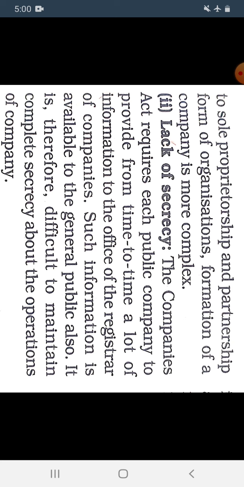The company publishes all its account-related information to the general public, so that the general public also knows the credibility and goodwill of the company. So there is a lack of secrecy there; everything is updated with the general public also. It is therefore difficult to maintain complete secrecy about the operation of a company. So it is very difficult to maintain the secrecy of a company.